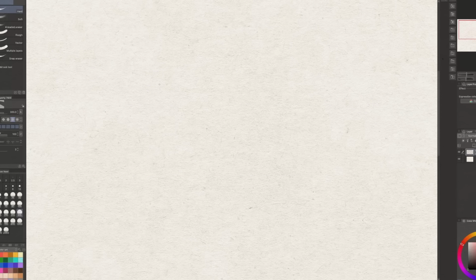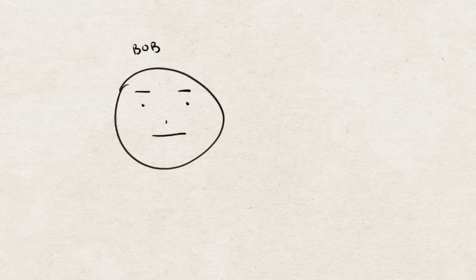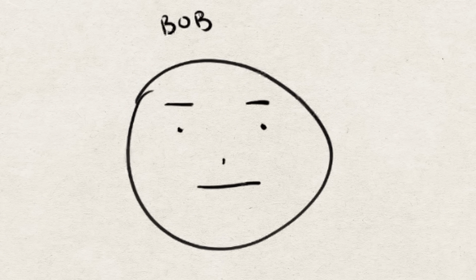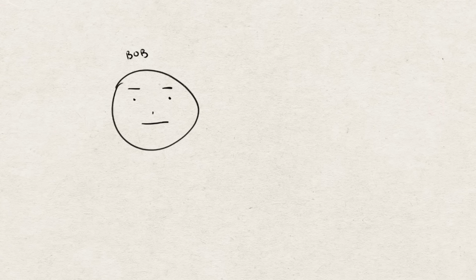So let's start with a very basic example, right? Here is Bob. Bob currently has no expression. He has no emotion because nothing's happening, right? I mean, how often are you just zoning the hell out? No thoughts in your head, nothing happening around you. Why in the world would there be an expression on your face, right? Something has to trigger the expression or the emotion.